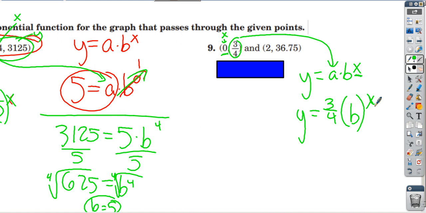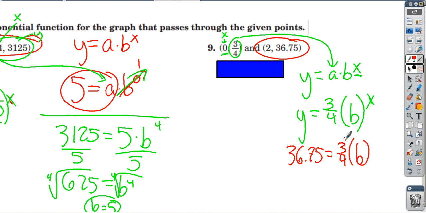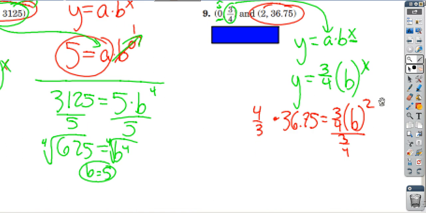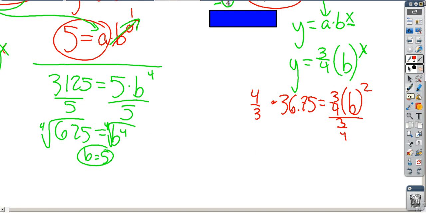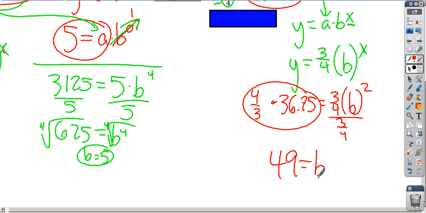And it's a good idea to put the b in parentheses just so we don't confuse calculators if we end up plugging that in later. Here's our second coordinate. Y is 36.75. And b we don't know, but we know that x is equal to 2. So let's divide this by 3/4. Dividing by 3/4 is like multiplying by 4/3. And I believe when you do that, I think this whole thing is 49. Pretty sure that's 49. 49 is b squared. If we square root 49, we would get b is equal to 7.